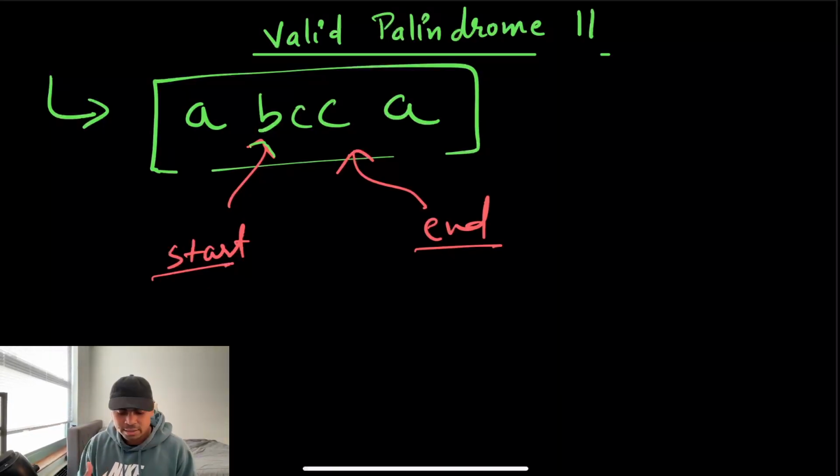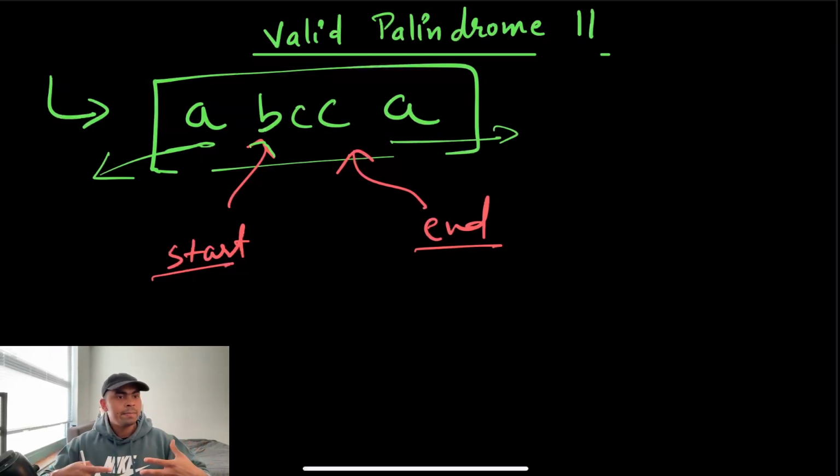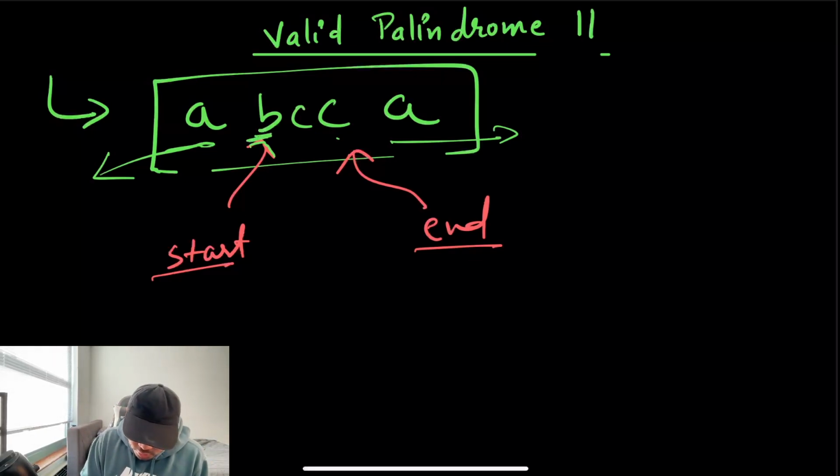But how do we check it's B that we can delete? What we will do is, we have already checked the string to the left and the string to the right, and they are palindromes. That's why we reached over here. But now this character is not equal to this one.